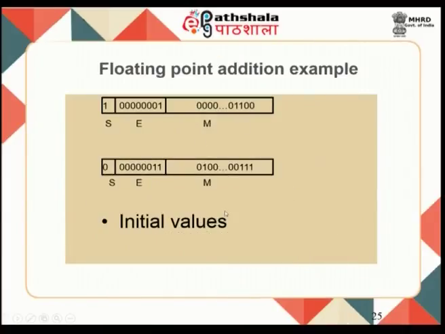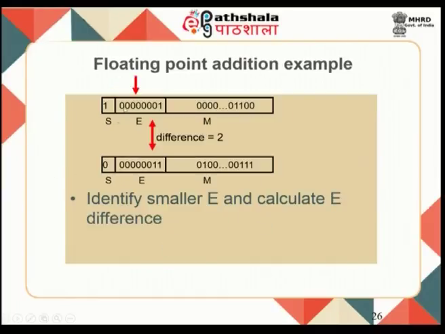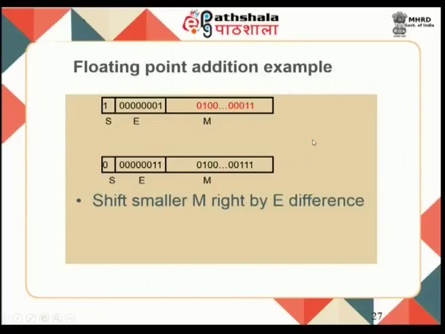This is best illustrated with an example here. So, you have the two initial values. First of all, compare the exponents, identify the smaller exponent, and you know the difference between these two exponents is 2. Once you have identified the smaller exponent, take this mantissa and shift it right by 2 bit positions. So, this is the shifted value, and while shifting, remember that you will have to take the implied 1 into account.